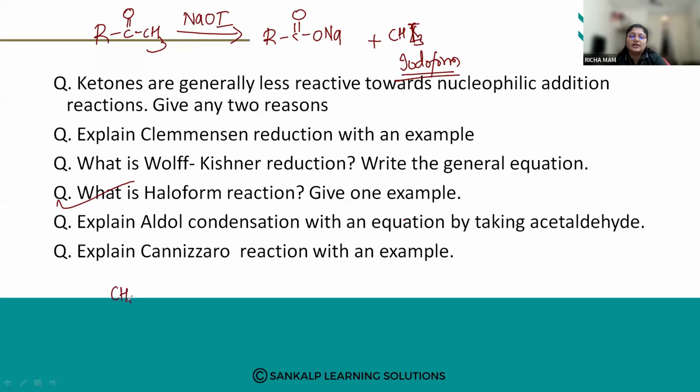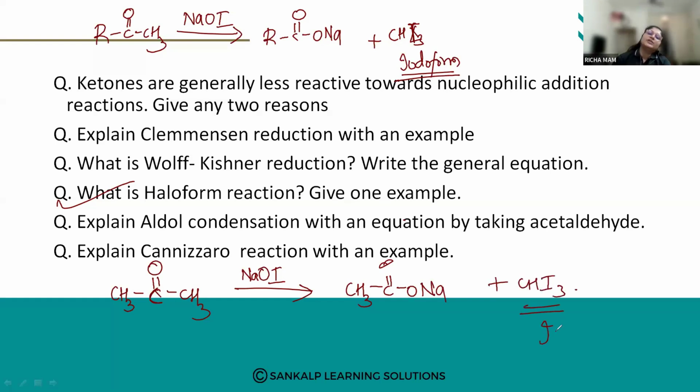If I take an example, take R-CO-CH3, say propanone, and react it with sodium hypoiodite. What am I going to get? I'm going to get a salt plus CHI3, iodoform, which gives the yellow color. So what is the haloform reaction? When aldehydes and ketones contain at least one methyl group attached to the carbonyl carbon atom, and are treated with sodium hypoiodite, a haloform is obtained.